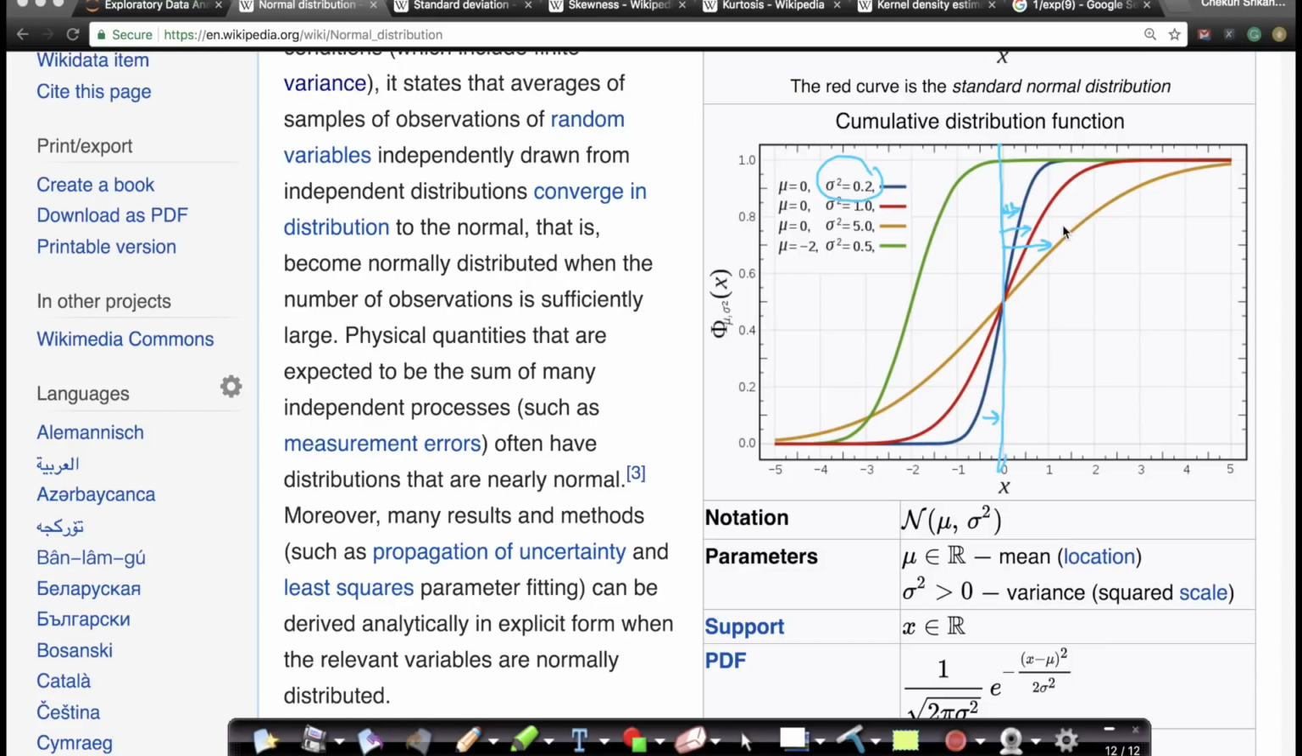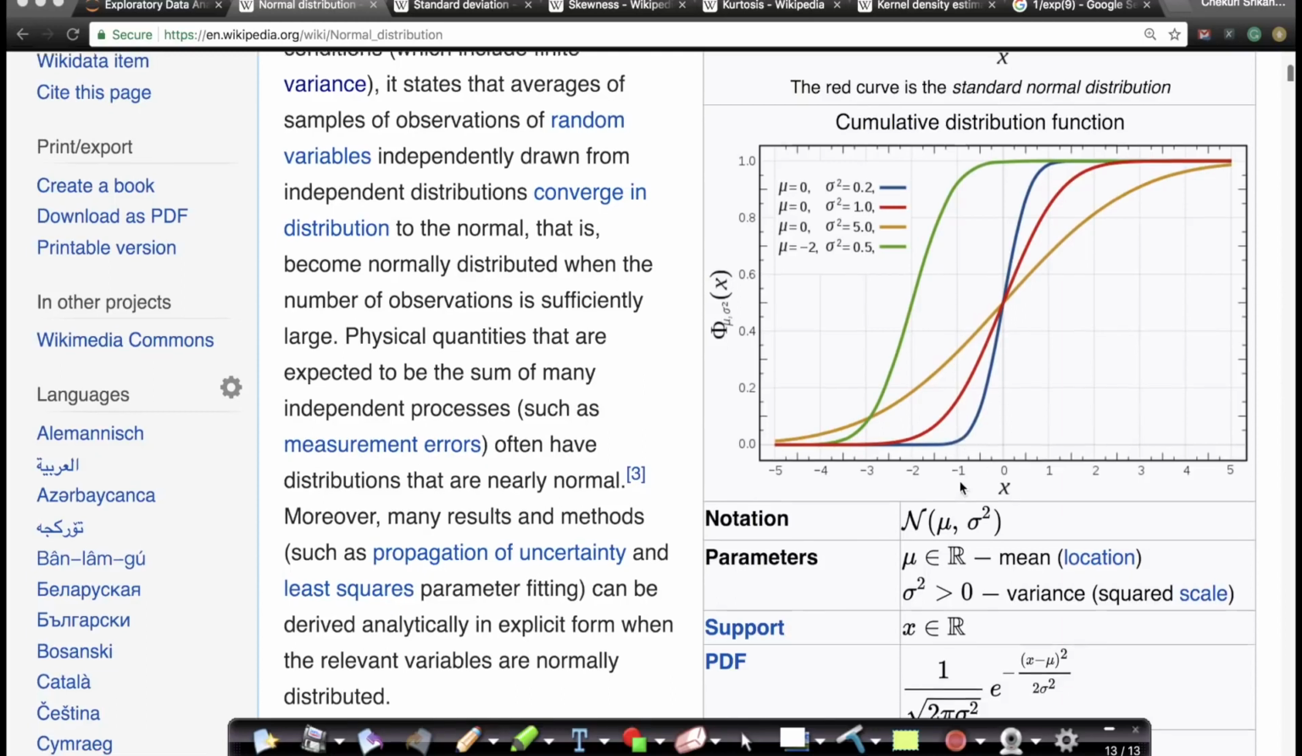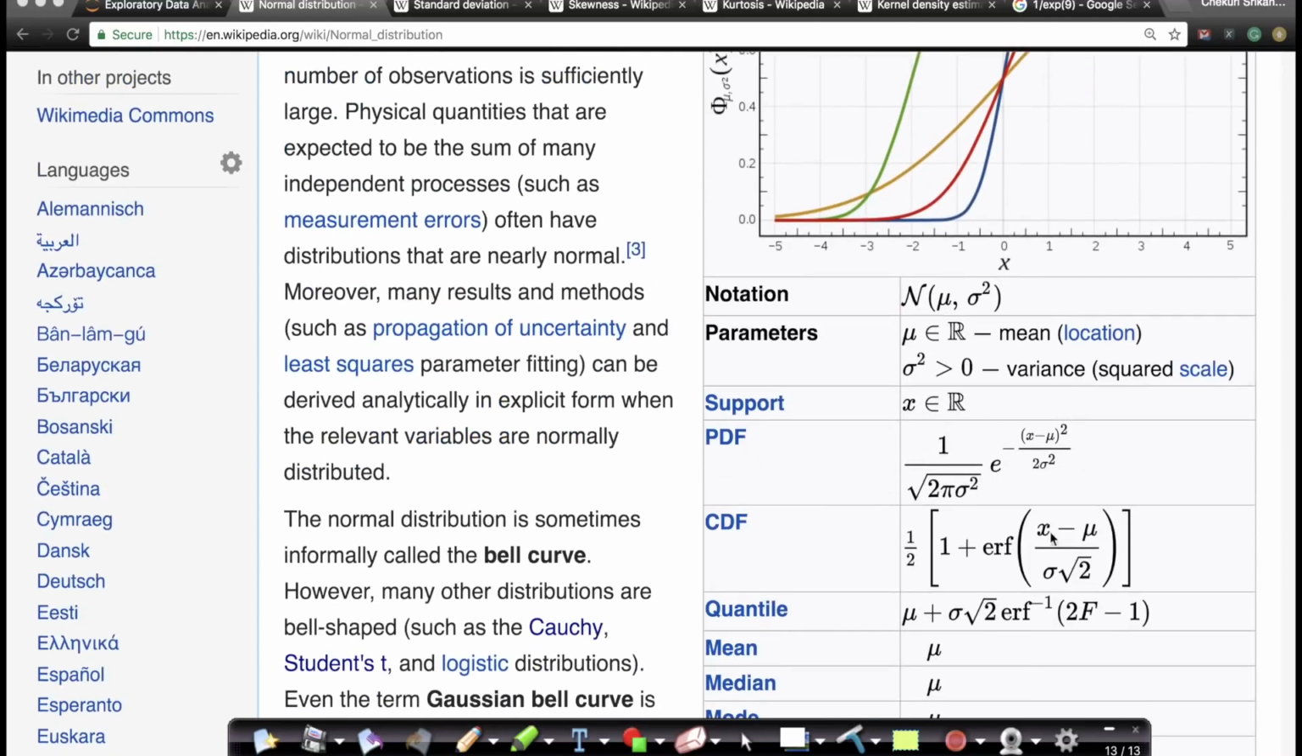There is of course a closed form equation. We saw the equation for the PDF of a Gaussian random variable. There is an equivalent formula for the CDF, but in the interest of time and to avoid too much mathematical complexity, I'll skip that. Of course, you can see in this nice table here what the equation for the PDF is and what the equation for the CDF is.